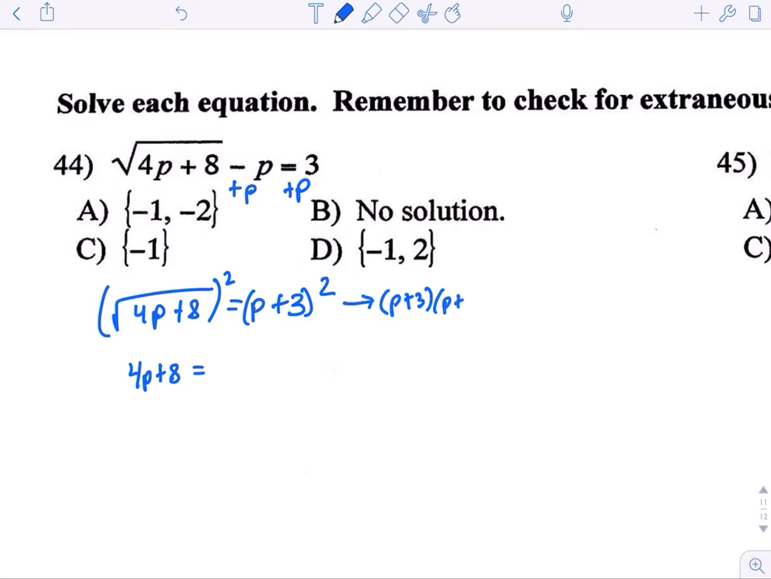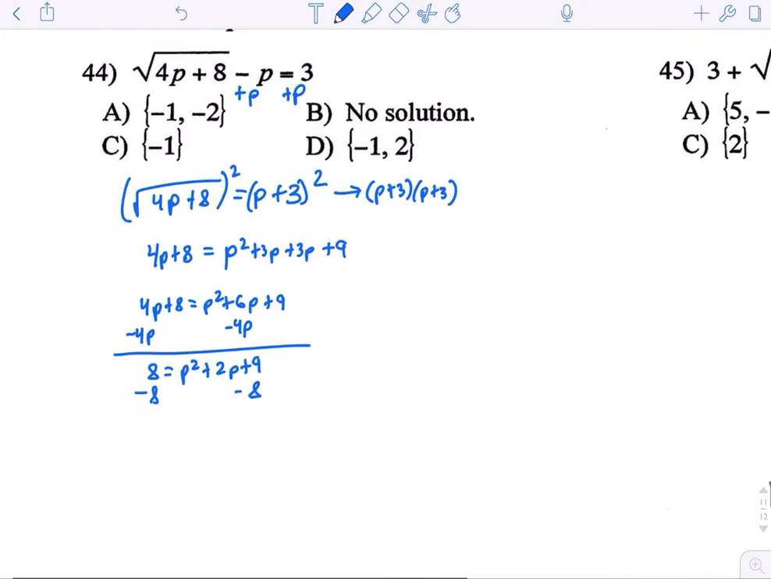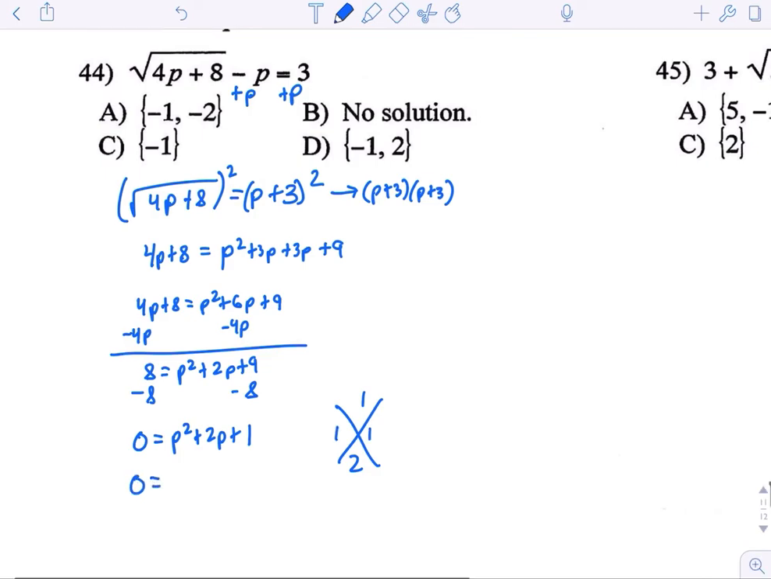To the second power. So we're going to get p times p, which is p squared, p times 3, plus 3p, 3 times p, plus 3p, 3 times 3, which is 9. I'm just going to simplify the right side a little bit, combining like terms. Now we just set one side equal to 0. So I'm going to subtract 4p from both sides first, and then minus 8 from both sides. Okay, two things that multiply to 1 but add together to give you 2: 1 and 1. So 0 is equal to p plus 1 times p plus 1, and I'll solve for p. So p is going to be negative 1.